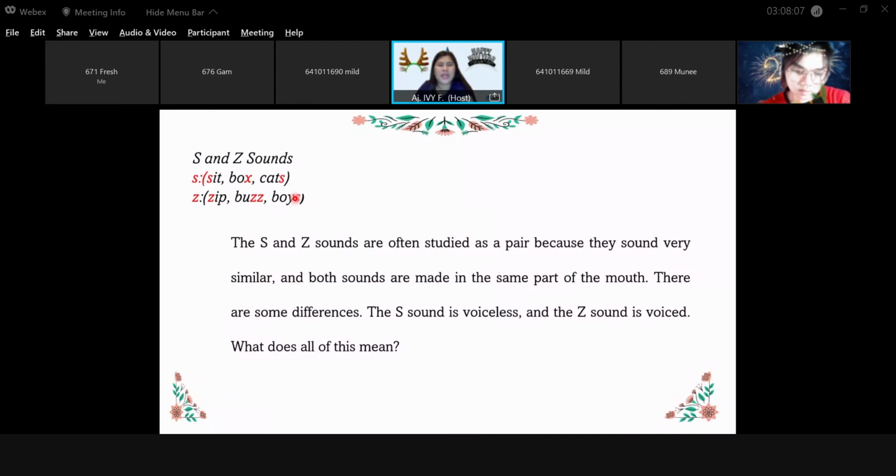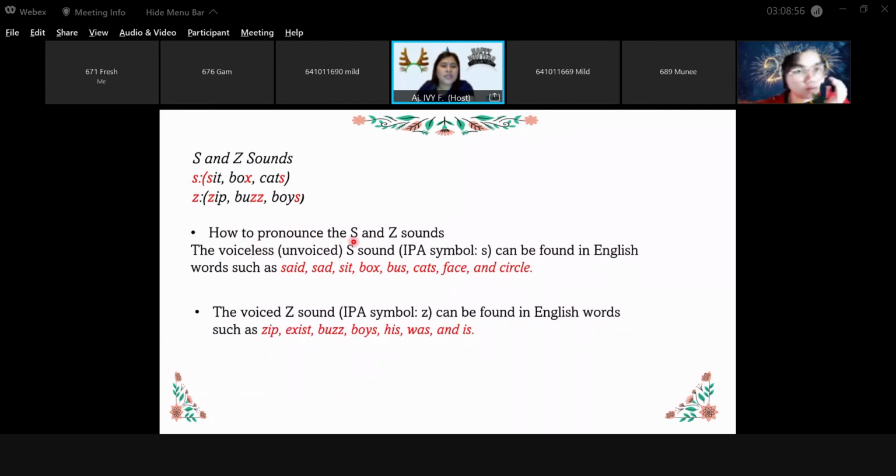Okay. So now we have to understand the combination of the S and Z sounds, like the words sit, box, and cat. For the Z sound, we have zip, buzz, and boys. The S and Z sounds are often studied as a pair because they sound very similar. Both sounds are made in the same part of the mouth, okay? There are some differences. The S sound is voiceless and the Z sound is voiced. So what does all of this mean? So they are different. How to pronounce the S and Z sounds?